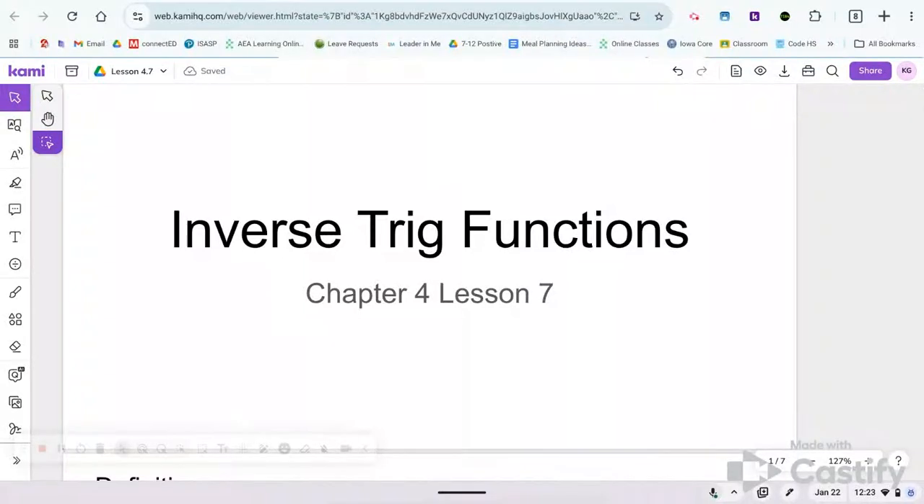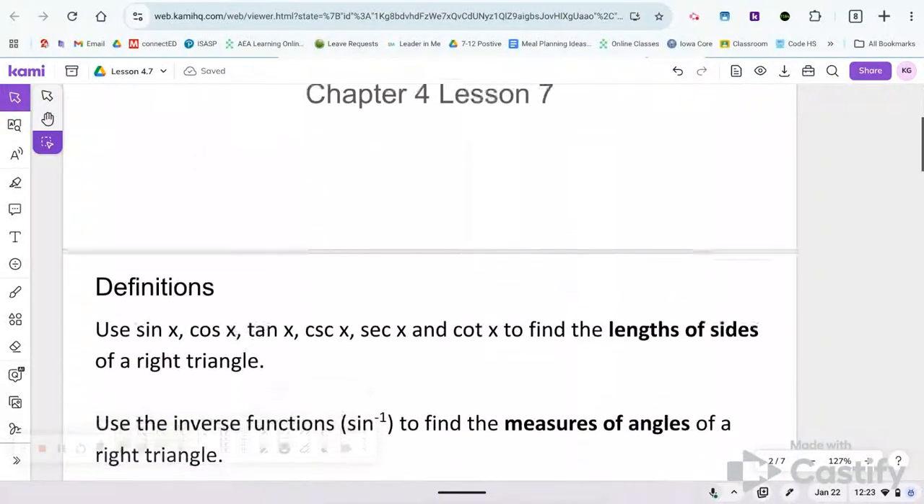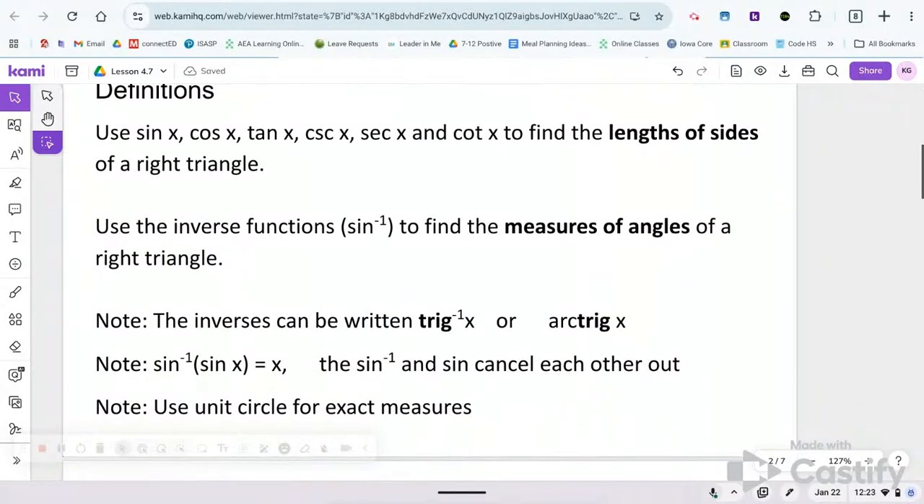Chapter 4, Lesson 7, Inverse Trig Functions. Go ahead and pause here and write down these definitions.